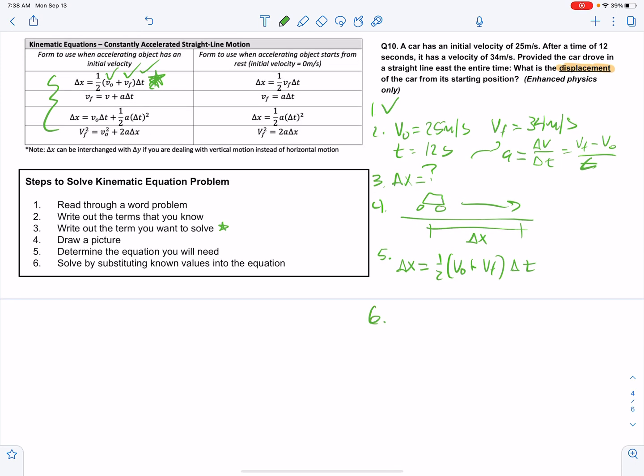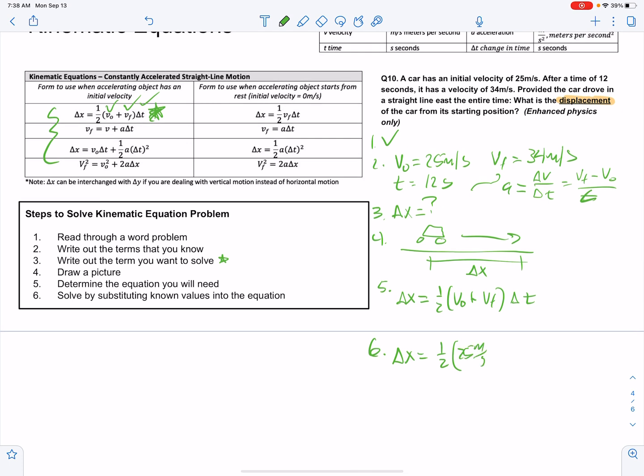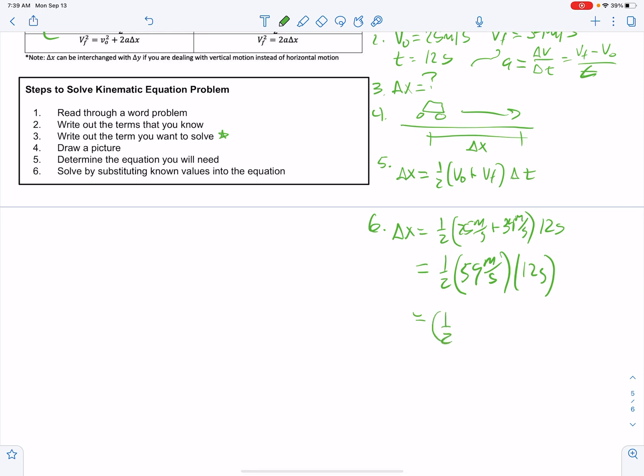All right, step 6, let's go ahead and plug in. Delta x equals 1/2 times V initial, 25 meters per second, plus 34 meters per second, times delta t. Delta t is 12 seconds. All right, we're going to get a funky number here. We have 34 plus 25, let's see, 59 meters per second, times 12 seconds. We'll leave it in this ugly form, but we have 1/2 times 59 times 12. Notice how the seconds cancel, and you're left with meters.